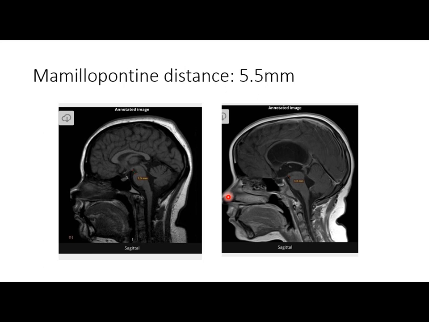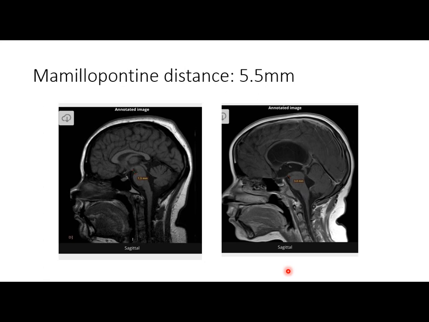And for the diagnosis of this hypotension, intracranial hypotension, we have two things. One of them, mamillopontine distance, which is from the mammillary body to the pons. This area should be more than 5.5 in a normal patient. This is a normal patient. This is with hypotension. In this case, it is normal, this distance. But in here, it is 3 mm, which is not normal.